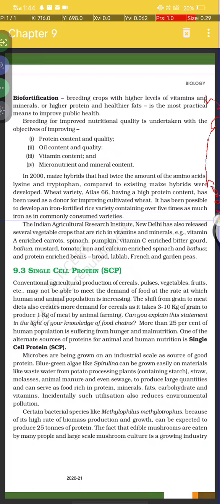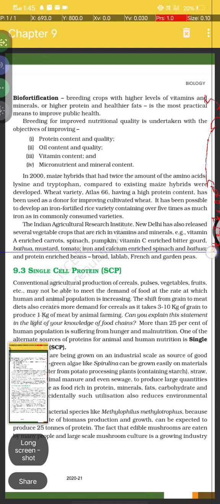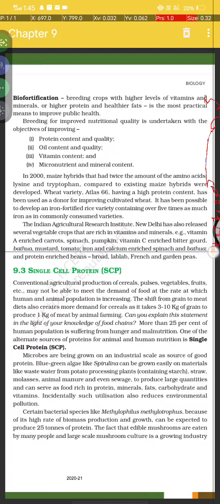5 times as much iron as in commonly consumed varieties. The Indian Agriculture Research Institute, New Delhi, has also released several vegetable crops that are rich in vitamins and minerals, for example vitamin A enriched carrot, spinach, pumpkin, and vitamin C enriched bitter gourd, bathua, mustard, tomato, iron and calcium enriched spinach and bathua, and protein enriched beans, broad, lablab, French and garden peas.